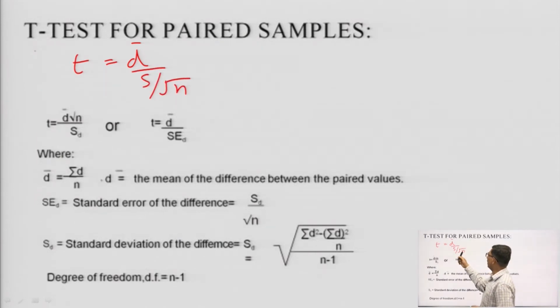As you know, this is the standard error, s by root n, where s is the standard deviation of the sample, n is the size of the sample and d bar is the mean of the difference of pre and post values. So, this is the formula for the t test, where d bar is calculated by summation d by n, and d is the difference of the pre and post values.